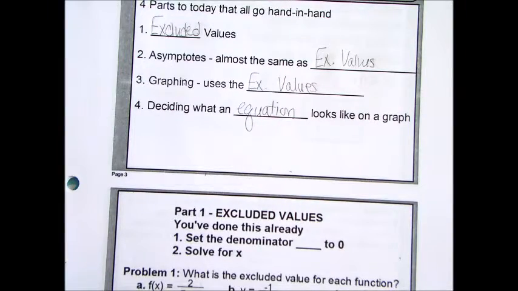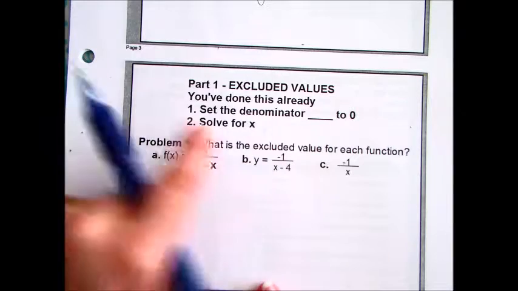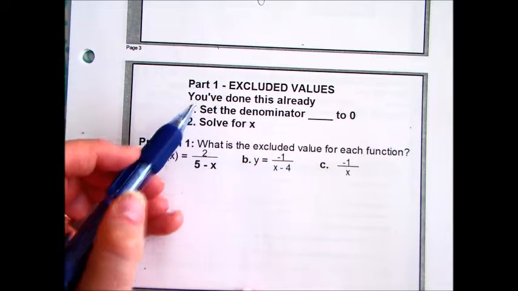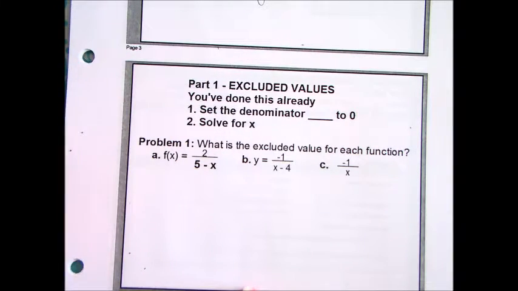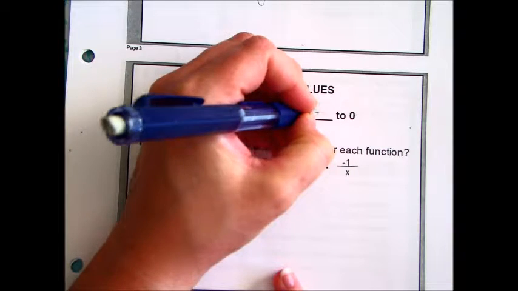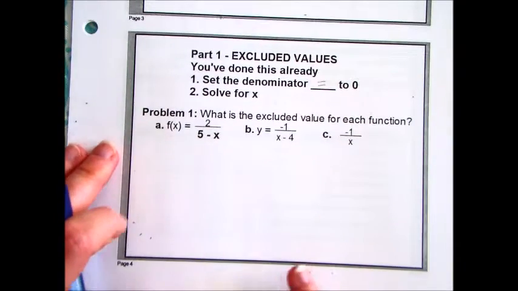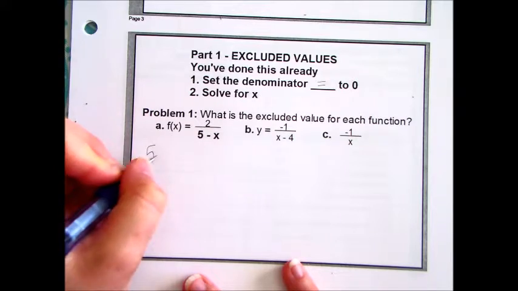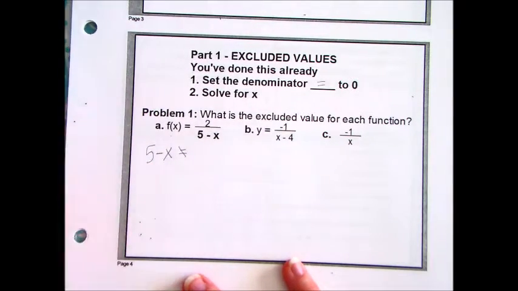Part 1. You've already done this, so it's just excluded values. We did this back in Chapter 7. We have to set the denominator equal to 0, and then solve for x, or whatever's in your denominator. So when we approach problem 1a, we need the excluded value. I see the denominator is 5 minus x. I know denominators are not allowed to be 0.